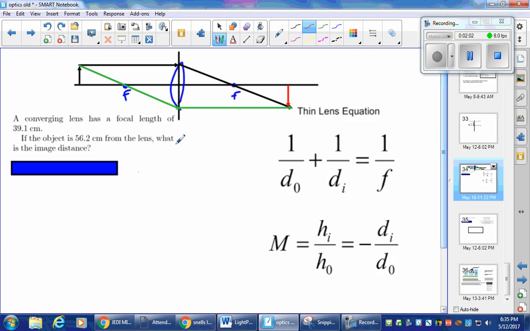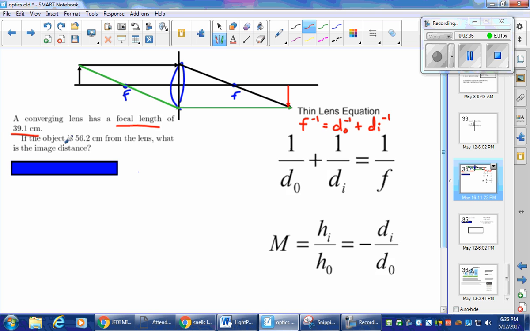Let's go ahead and do the mathematics. A converging lens has a focal length of 39.1, and so this is our equation. If I do, I die, right? If I do, I die. And there's another way to write this. You can write this as the focal length inverse equals the distance of the object inverse plus the distance of the image inverse, right? Just make sure when you're done with this, you invert your answer, and that's the invert button on the calculator, okay?